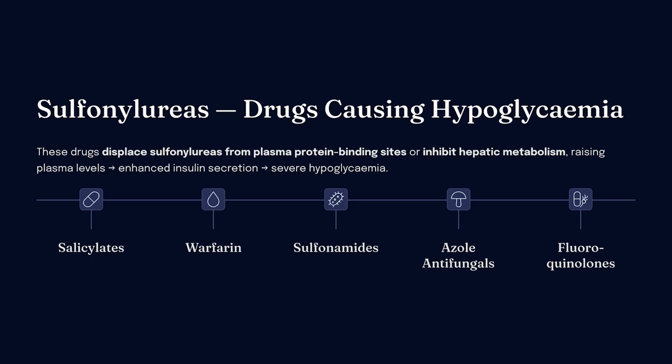By increasing the amount of active sulfonylurea in the circulation, they enhance insulin secretion from pancreatic beta cells and can precipitate severe hypoglycemia. Clinically, this interaction is particularly important in elderly patients and those with renal impairment, where hypoglycemia may be prolonged and dangerous.